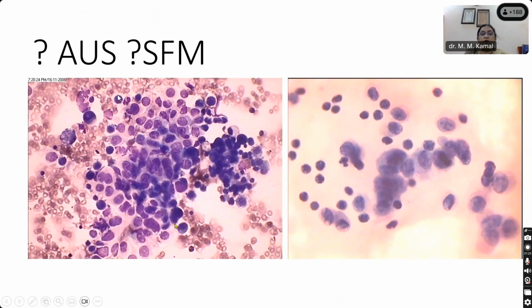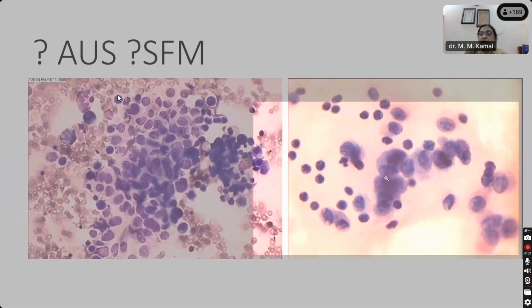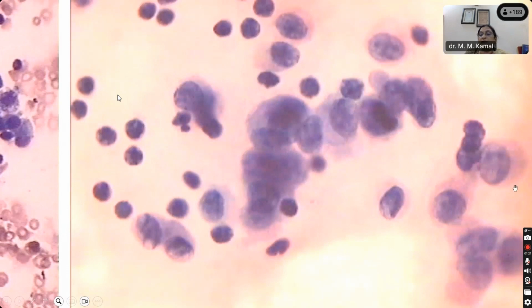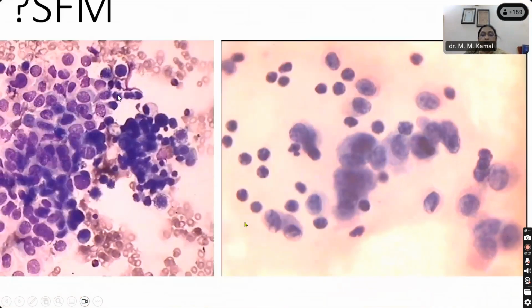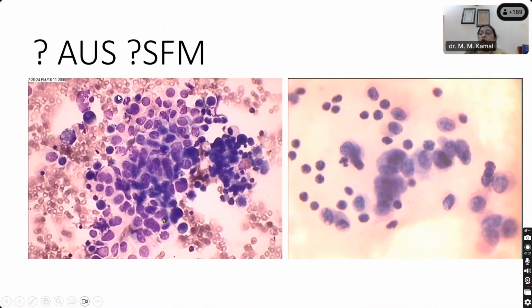Now, this cluster, what would you like to call it? AUS or suspicious for malignancy? Ma'am, can I go for suspicious for malignancy? Yes, so I've just kept this slide to show you a more degree of atypia in all these cells. Is this disturbing? Ultimately these cells again turned out to be reactive mesothelial cells. If you zoom in and see these cells, they still have all the features of reactive mesothelial cells. But they do sometimes create doubt of suspicious for malignancy, but we have to be very clear because AUS has a different connotation and this has a different connotation.